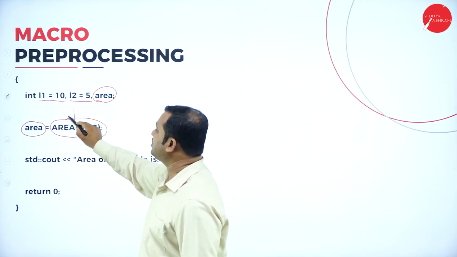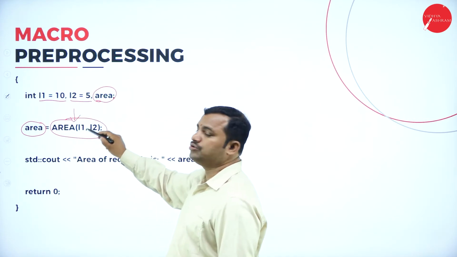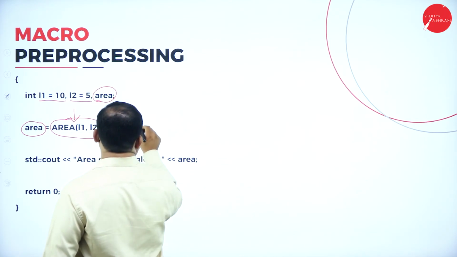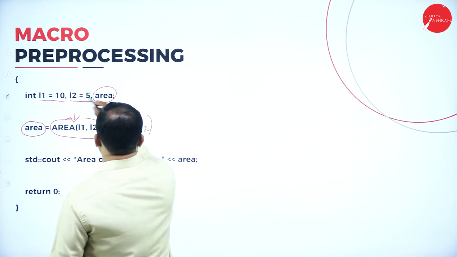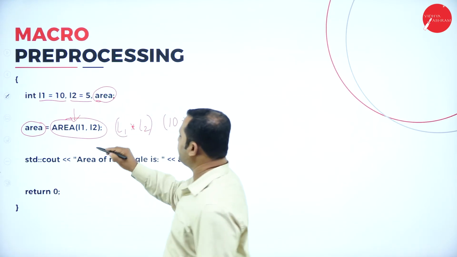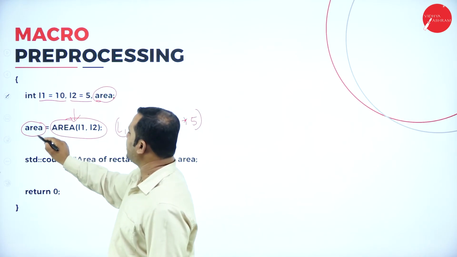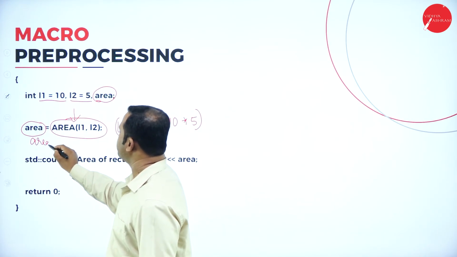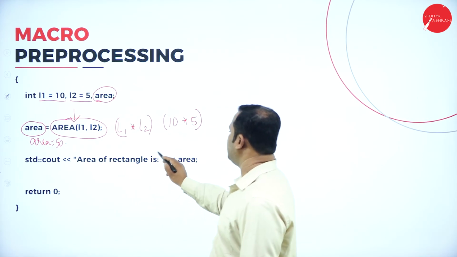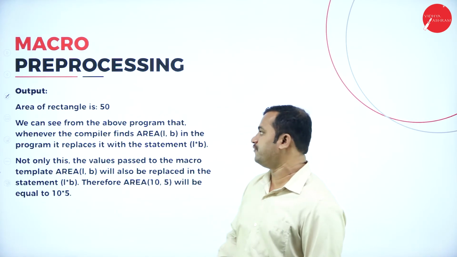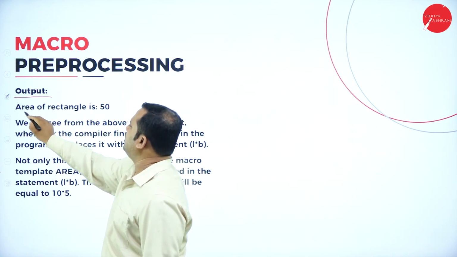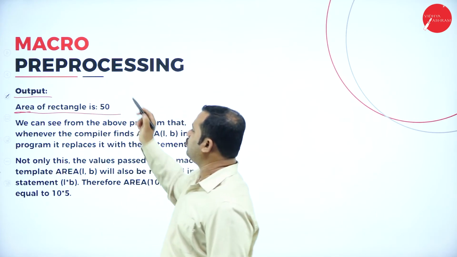That is, wherever AREA(L1, L2) is encountered, it is replaced by L1 * L2, which is the same as 10 * 5, which is equal to 50. The area is assigned the value 50. If that is the case, the area of the rectangle is 50. This has to be the output of this. Yes, if you look at this, you will see clearly that the area of the rectangle is equal to 50.